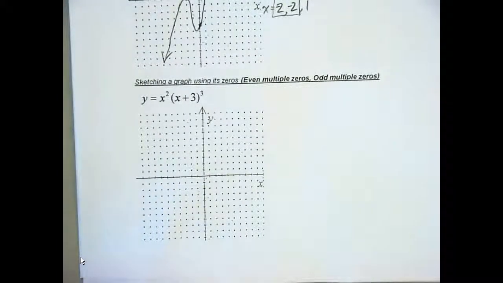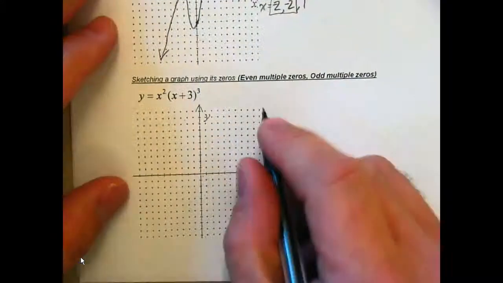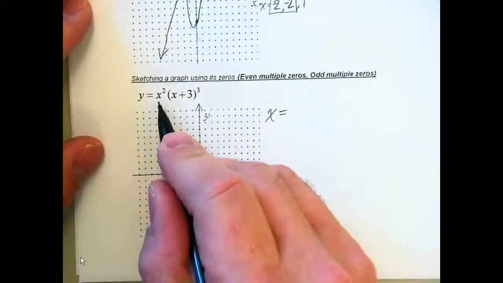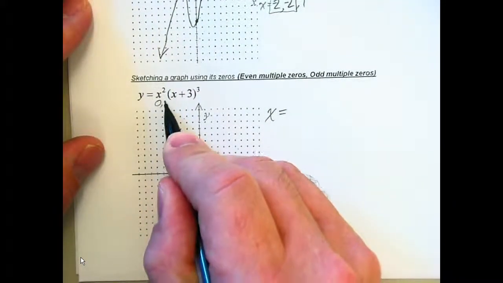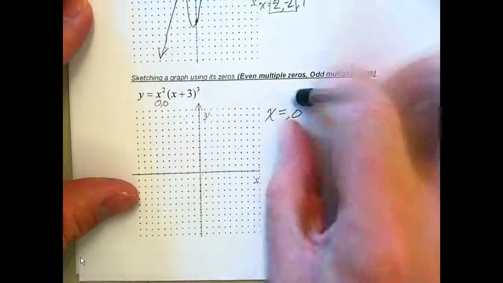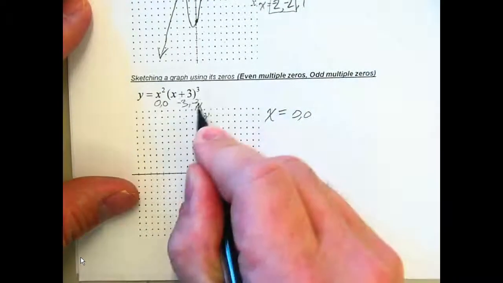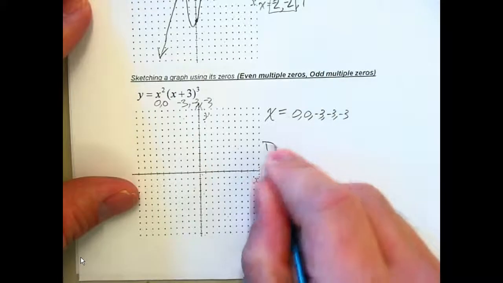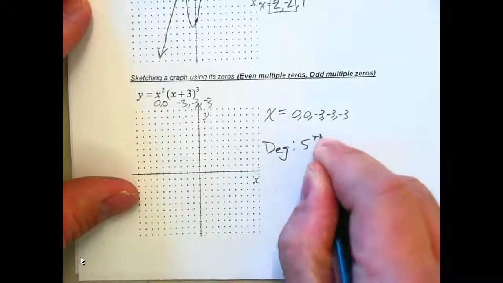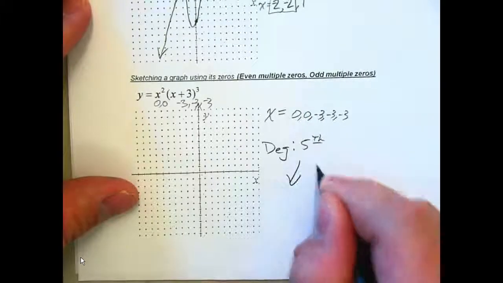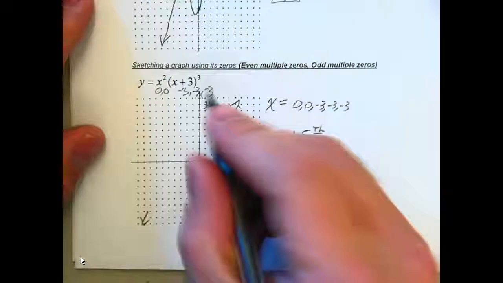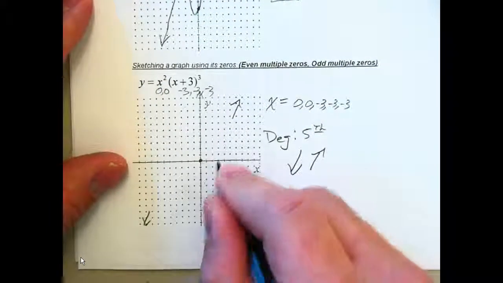Can we go through these first? Okay. Why don't you guys try that one? Write your zero. Okay, x equals what here? 0. How many times? Twice. So we get 0 and 0. 3 times. And degree is? 5th degree, which means it starts down and goes up. Okay? All right? We hit 0 and we hit -3.